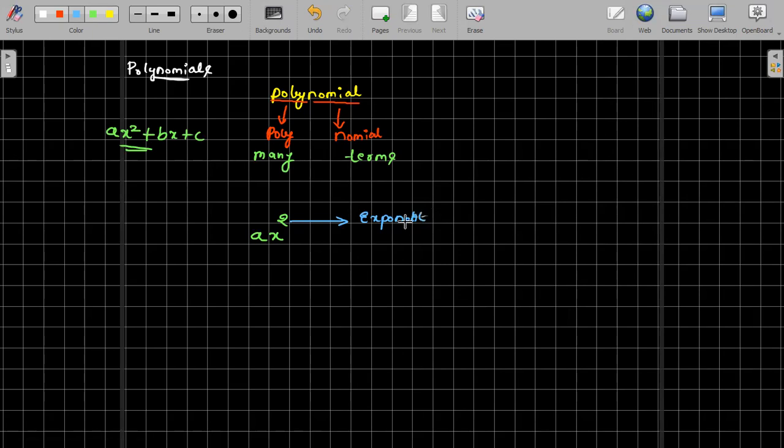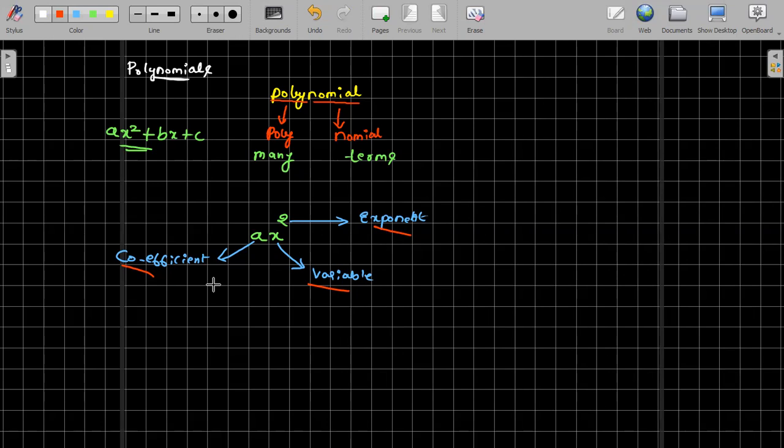Again, this one we call the coefficient. And this one is x, a variable. So these are the three parts, very important. 2 is an exponent here, x is the variable, and a is the coefficient. These things are very important, so we have to be very careful with this.